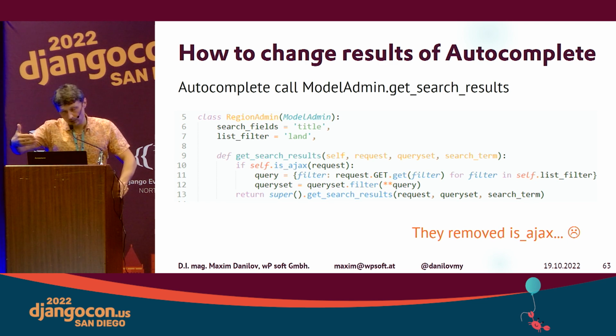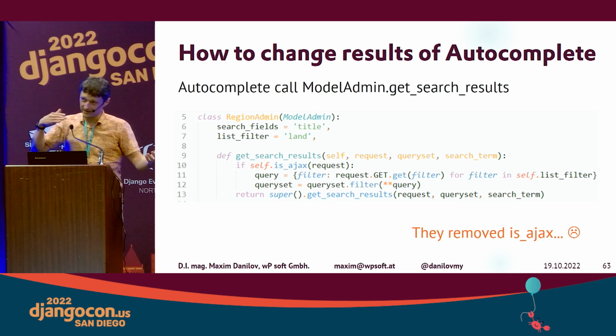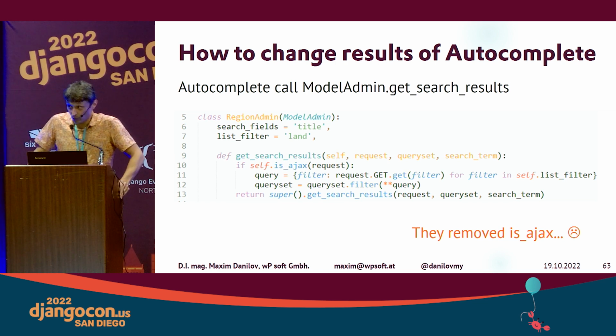If the request is Ajax, we can take some information from getRequest, and we can filter objects accordingly. But okay, a little bit earlier isAjax was removed from Django, and I put isAjax back for this functionality. But it's important. I think this is a wrong way to work with that.